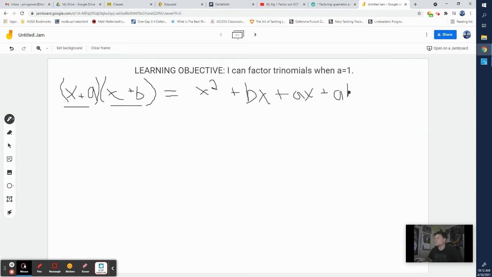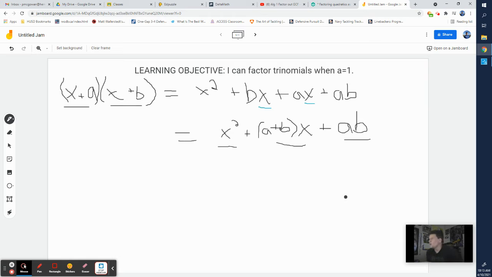Now, there's something I want you to notice here, because we have like terms in the middle. We have both bx and ax. So we could combine this even a little further. If I combine it and write it as a final answer here, I have x squared plus (a plus b)x plus ab. I'm going to go alphabetical. And now we have our trinomial in those three pieces we're used to seeing, right?